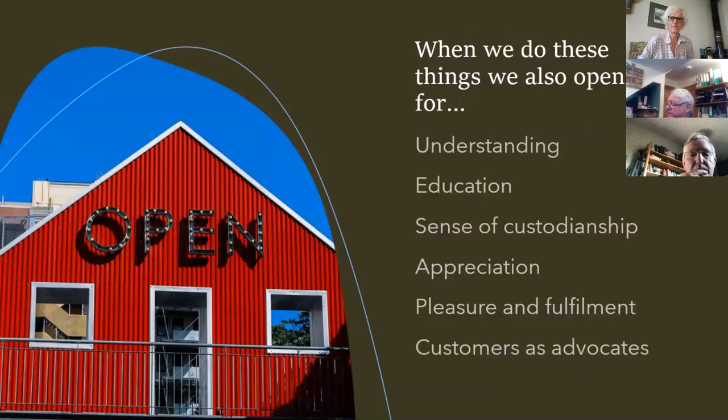This is a farm shop in South Africa, by the way. I love this. Open, very noticeable. People understand more, they're educated. Everybody gets a sense of being custodians of the lands rather than mining it. Farmers get appreciated. There's a pleasure and fulfillment in the work. Get back to enjoying what you do. And customers become your salespeople because they know what you're doing and they value it.